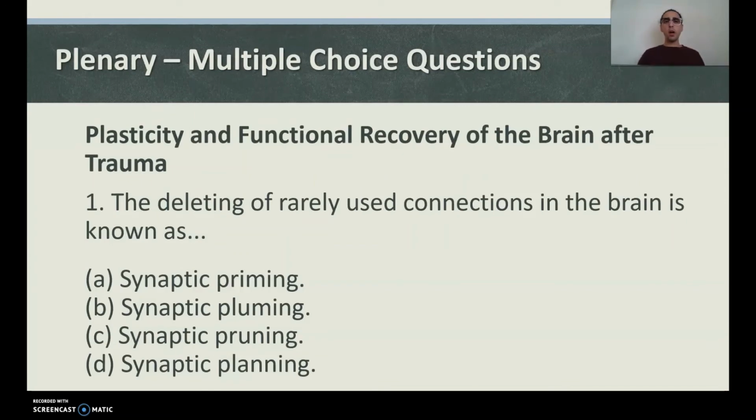Okay. Number 1. The deleting of rarely used connections in the brain is known as A. Synaptic priming. B. Synaptic plumbing. C. Synaptic pruning. Or D. Synaptic planning. Did you say synaptic plumbing? Well, it'd be wrong, because it's pruning. C. Well done. I know you got that one right.